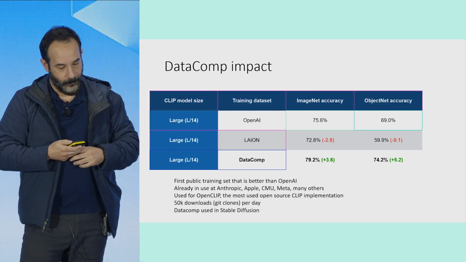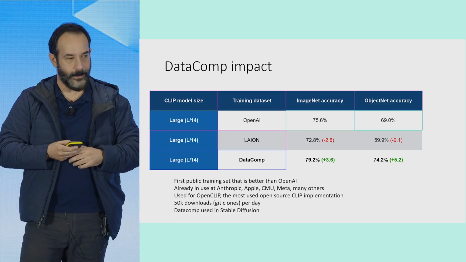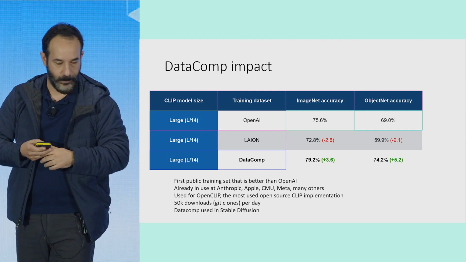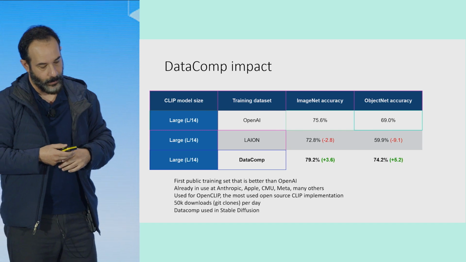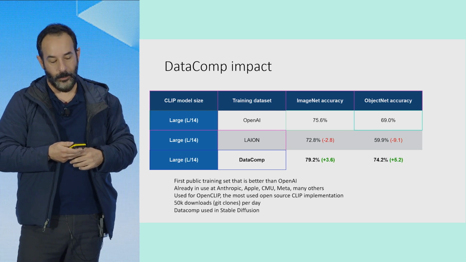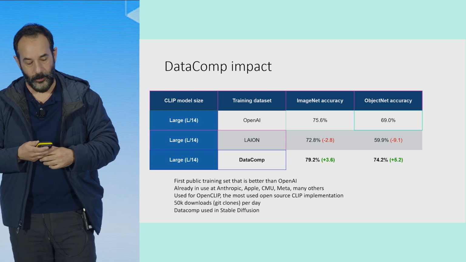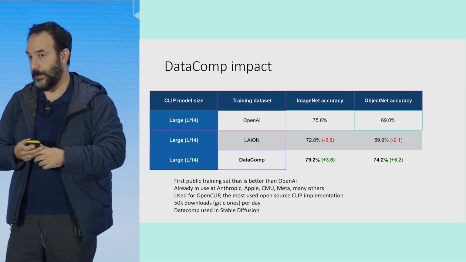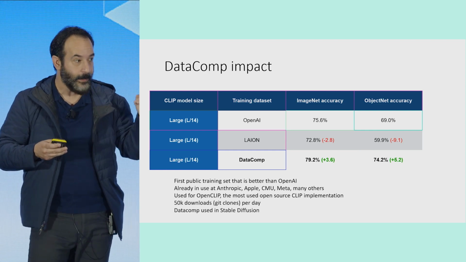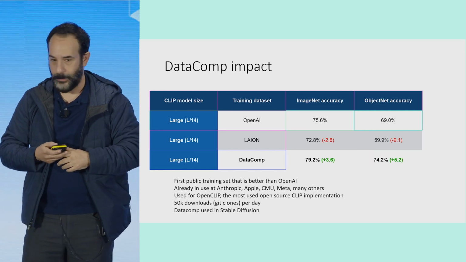So the outcome is that this data set is better than OpenAI. It allowed people to make a model better than OpenAI's CLIP. So you can see the performance here that the Datacomp data set allows you to get 79 on ImageNet accuracy and 74 on ObjectNet accuracy, which is better than what OpenAI has released. Of course, OpenAI has never released a data set. They have only released a CLIP model, right?